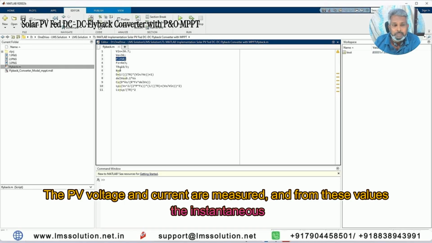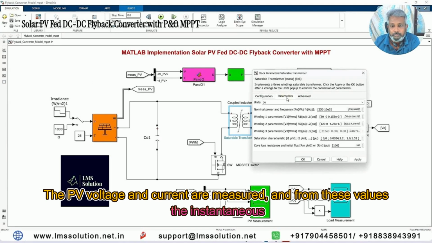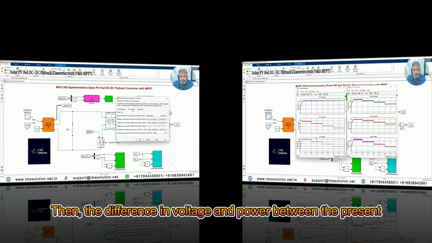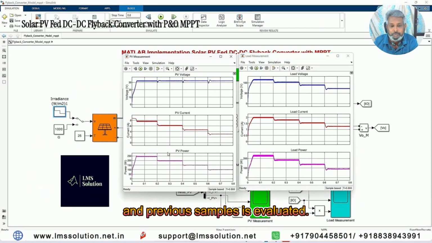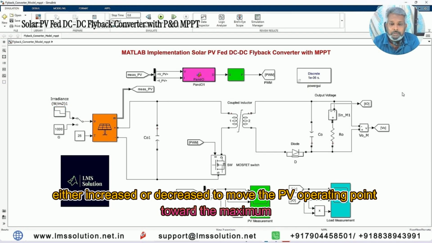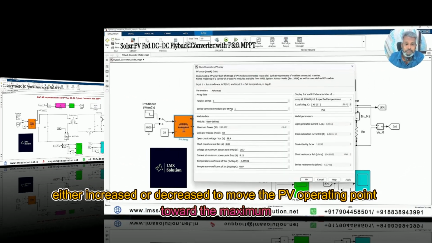The PV voltage and current are measured, and from these values, the instantaneous power is calculated. Then the difference in voltage and power between the present and previous samples is evaluated. Based on the P&O decision rules, the duty cycle is either increased or decreased to move the PV operating point toward the maximum power point.